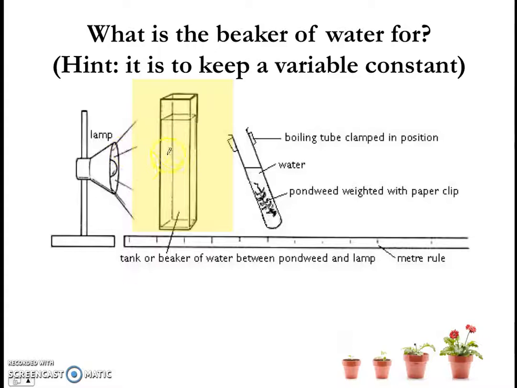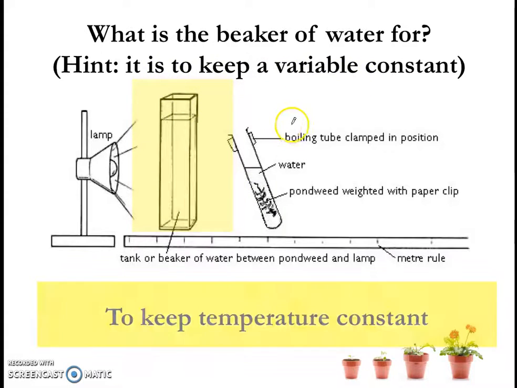And finally, you might have been quite puzzled at what this kind of beaker or tank of water is. Why do we place a tank between the lamp and the plant? Hint, it is to keep a variable constant. Well, this tank actually helps to keep the temperature constant, because temperature also might affect photosynthesis. Now, when the plant is placed very near the lamp, the lamp also produces heat, and that heat might actually affect the photosynthesis. So to prevent that from happening, we place a tank here to absorb the heat, to keep the temperature constant.